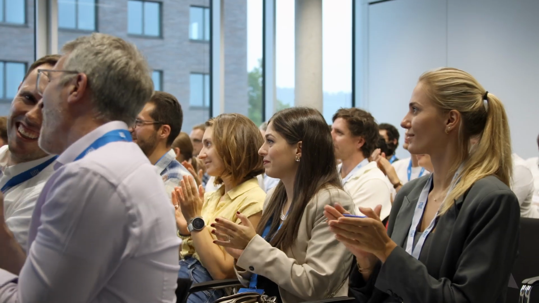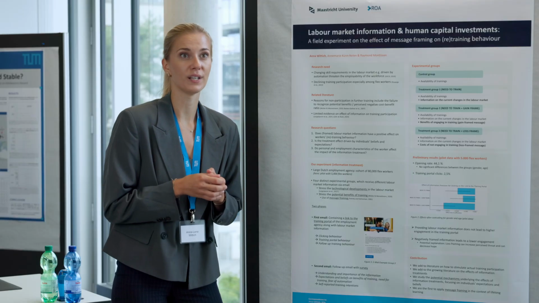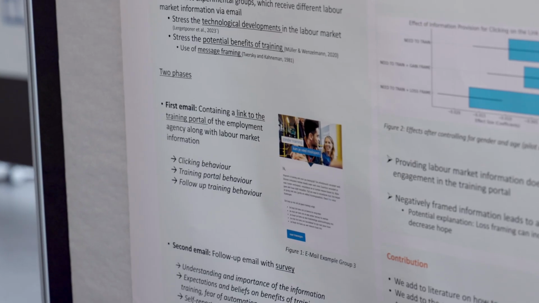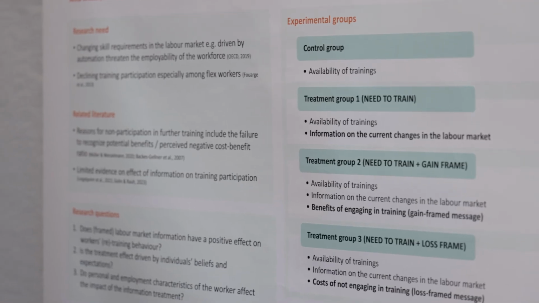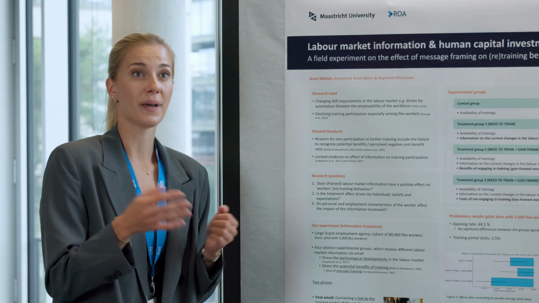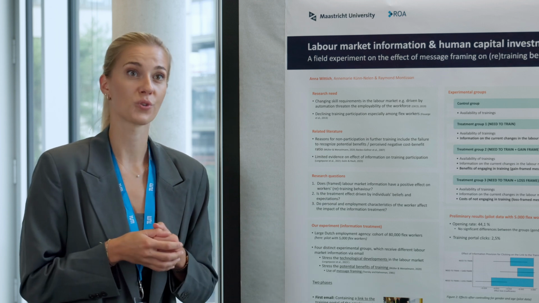So we conduct a big field experiment together with a big Dutch employment agency. What we do is that we send different information to individuals along with a link to the training portal. So here you can see the different emails with the different information. And what we actually see is that there's no difference in the clicking behavior. So depending on the information, individuals do not engage more on the training portal and also don't train more.